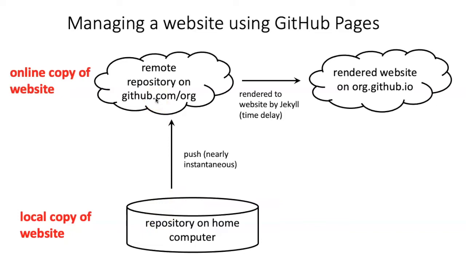You don't really need to pull anything back down. The website is set up on the repository on your home computer using a text editor, and then the content is pushed to GitHub. When the content reaches GitHub, it triggers a rendering engine called Jekyll, which will turn the markdown that's on GitHub into HTML in the form of a regular website. So to illustrate this, let's take a look at what the information looks like at these three stages.